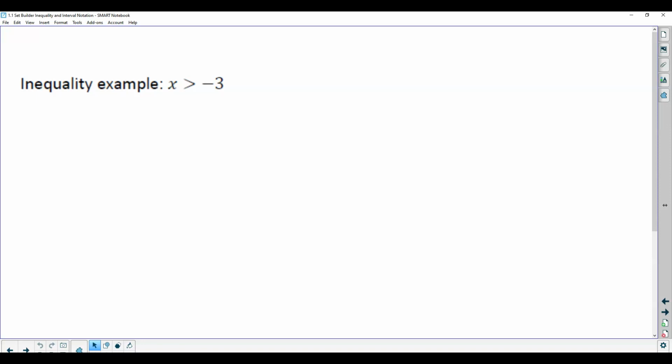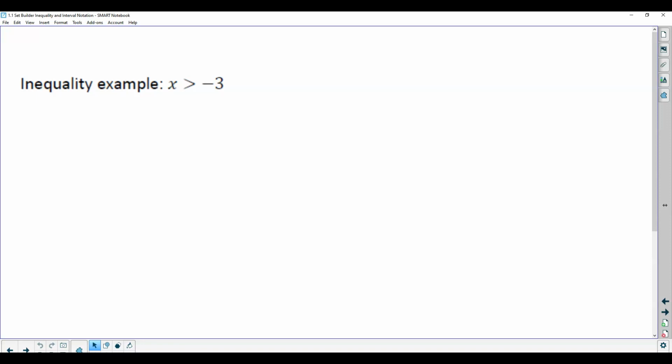All right, so in Algebra 2 and in Pre-Cal, we really do interval notation. But to kind of ease into interval notation, we're going to review inequality notation. And inequality notation you guys did in like elementary school. So this is an example of inequality notation.